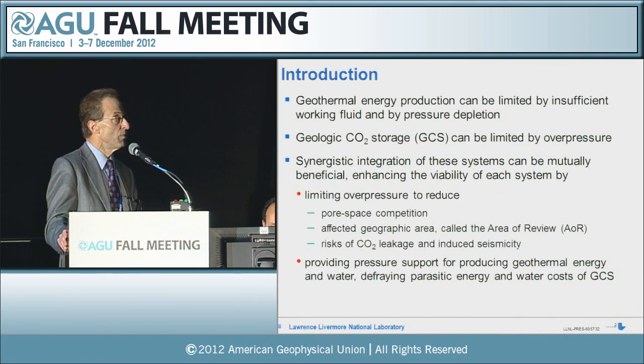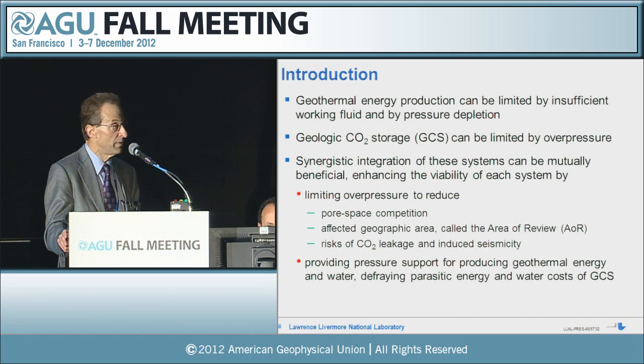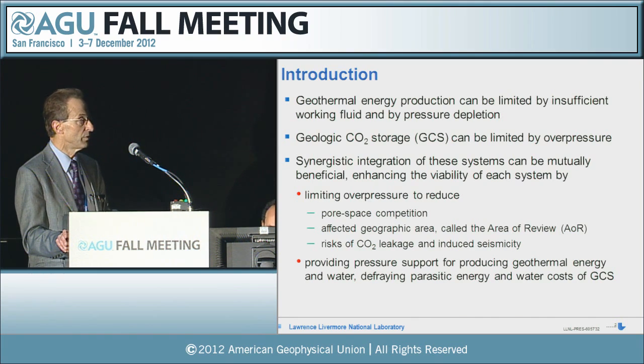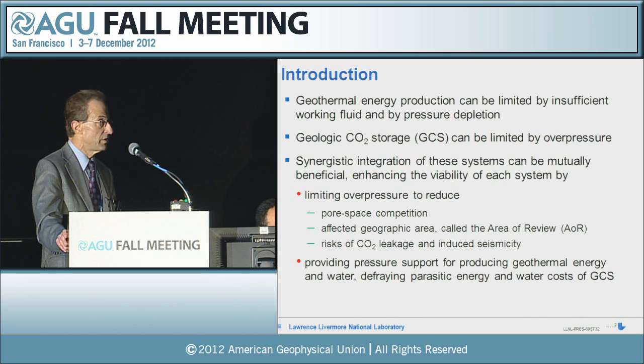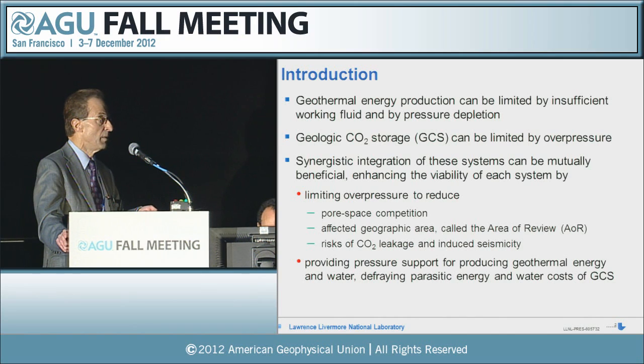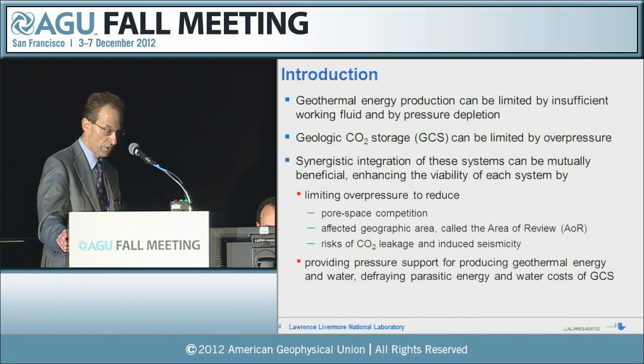So geothermal energy production can be limited by insufficient working fluid or by pressure depletion, whereas geologic CO2 storage can often be limited by overpressure. By synergistically integrating these systems, they can be of mutual benefit to each other, possibly enhancing the viability of each system. By limiting the overpressure, we reduce pore space competition, the affected geographic area, which is called the area of review, and the risk of CO2 leakage and induced seismicity. We can also provide pressure support for producing geothermal energy from this injection, possibly defraying the parasitic energy and water costs.